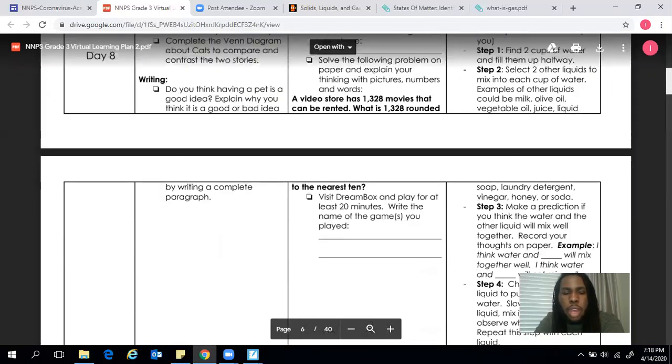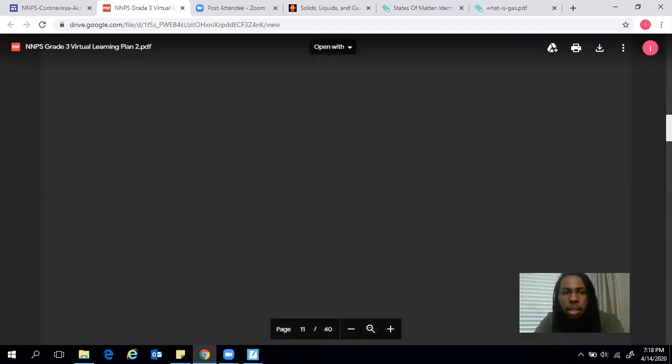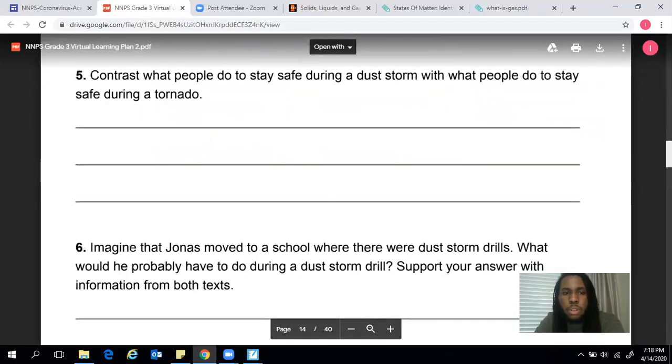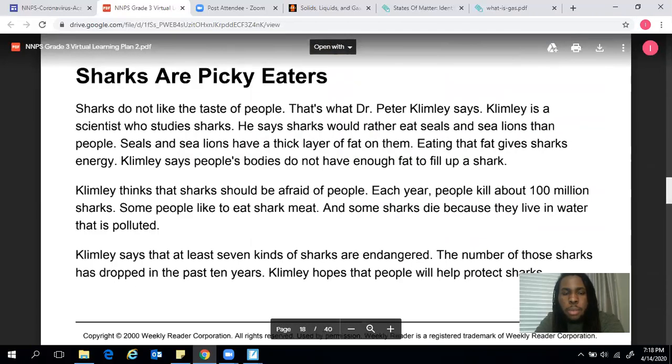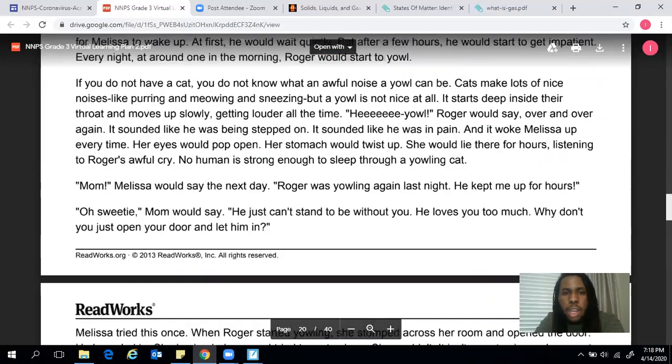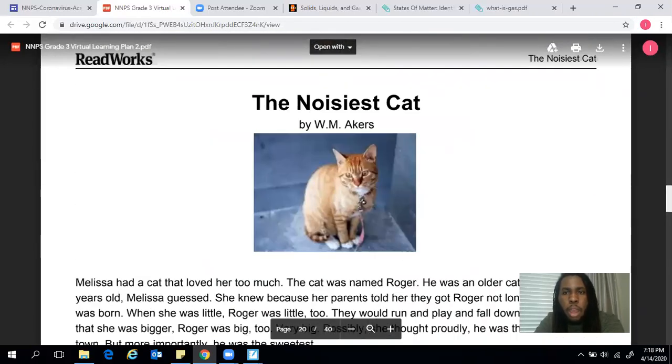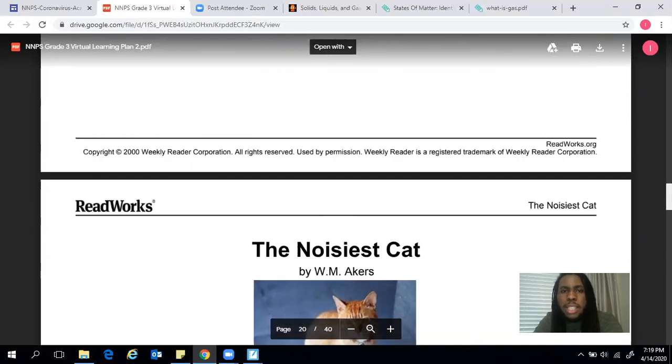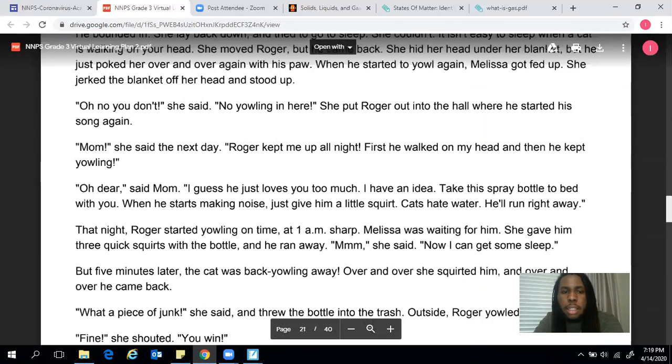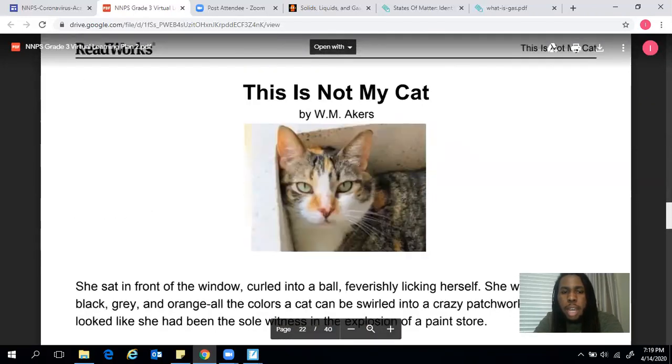All right, so let's go ahead and find the story. It's on day 7. Mr. Wheeler is going to scroll down past all the stuff from last week so that I can find This Is Not My Cat. All right, so, no, this is the noisiest cat. This is not my cat. Let me find This Is Not My Cat.